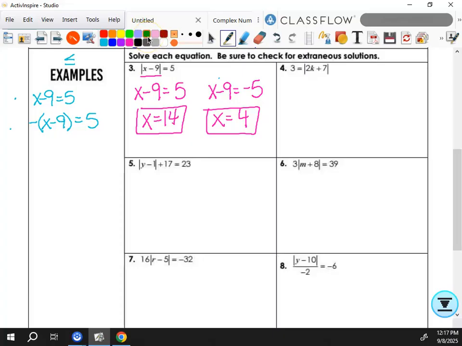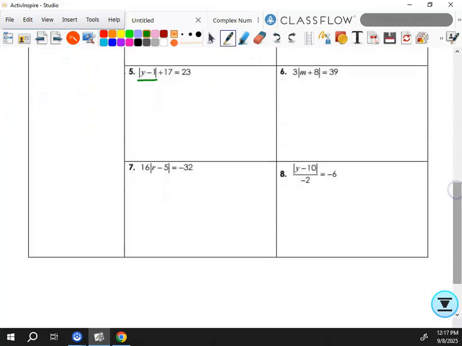Right here, I got to drop it step 1. Do I get to start on, we're going to skip number 4. On number 5, do I get to just drop my absolute value signs? No, because I have to isolate this. So you do the same algebra steps you've been doing for everything else. You got to move that 17. How do you do that legally? Subtract. So I have the absolute value of y minus 1 equals what? 6.